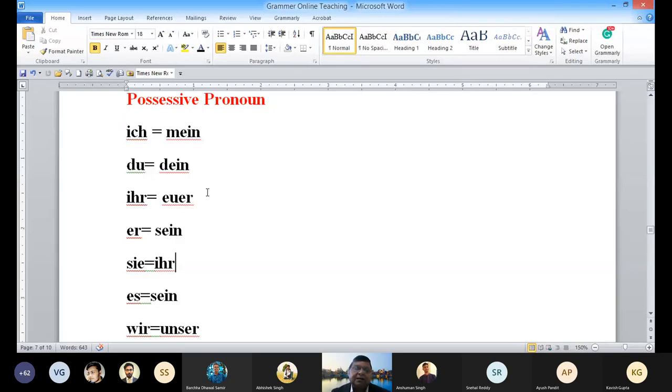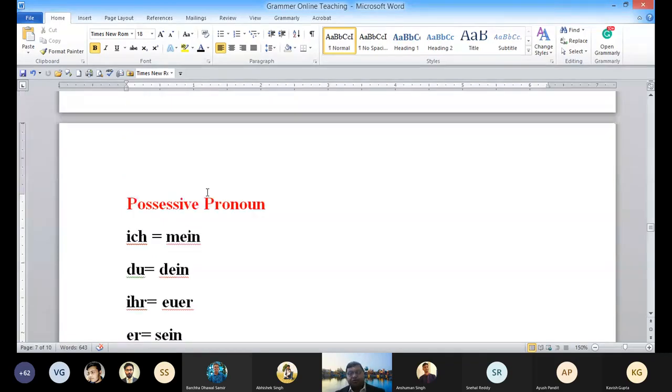Means instead of an article, sometimes we use personal pronouns. Like a book, we say ein Buch, the book, that is das Buch. But somebody wants to say my book, your book, their book, his book, her book, etc. So we take the help of these personal pronouns, the corresponding personal pronoun. So if you say mein Buch, my book, dein Buch, your book, euer Buch means your, where lots of people are there, plural form your, sein Buch, his book.